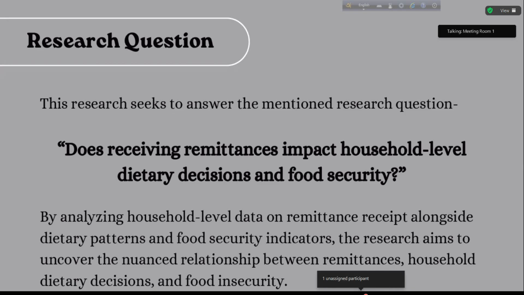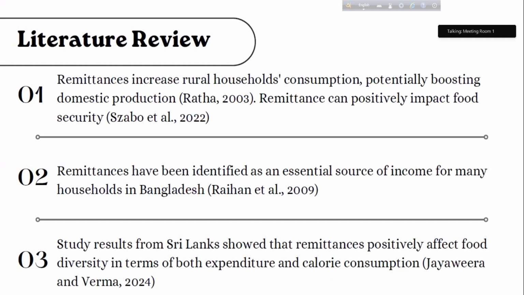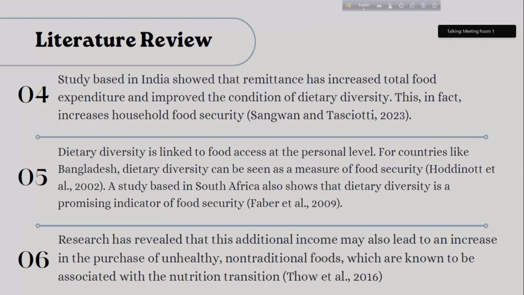So we have analyzed household level data to check the dietary pattern and food security indicators. From the previous literature, we have seen that there are papers on Bangladesh that have found that remittances have been an essential source of income, and that impacts all the decision making of a household. And from other studies of Sri Lanka and other countries, we have found that remittance positively impacts food diversity, and also that at times remittance increases the food expenditure, but the expenditure is on junk foods or the type of foods that are not very nutritional for any individual.